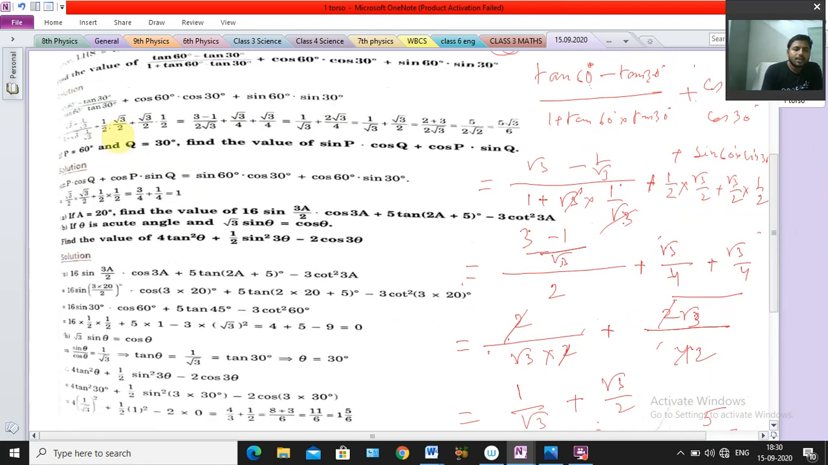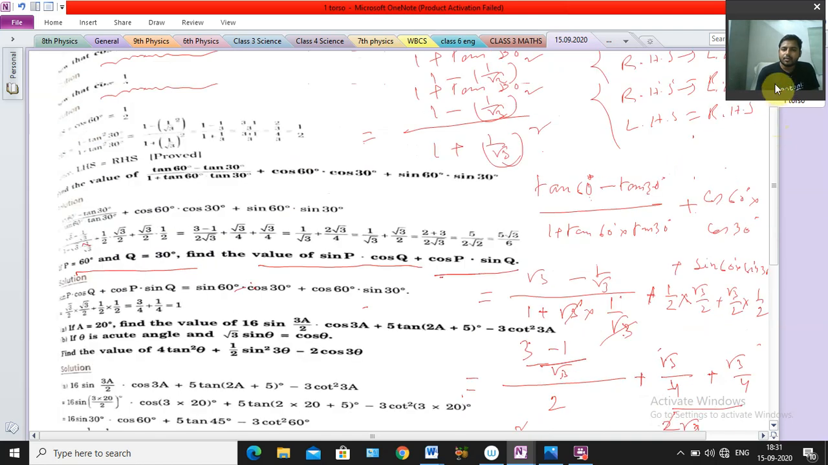Next, the question says, if P is 60 degrees, Q is 30 degrees, find the value of sin P cos Q plus cos P sin Q. Clear? P is 60, Q is 30. Just put the values of P and Q in the question, so you will easily get the values, and after that calculation you will get the required value.